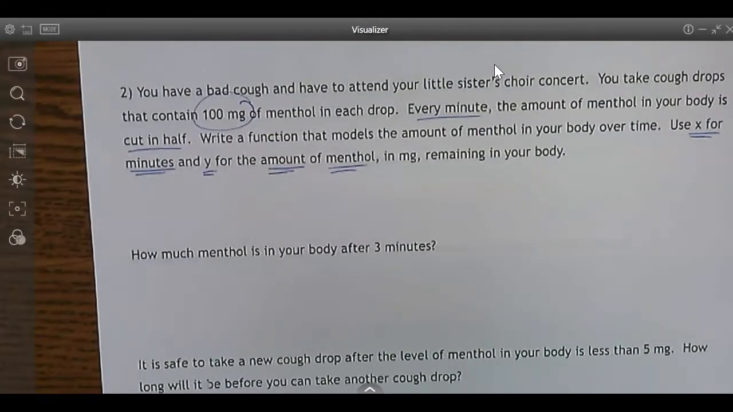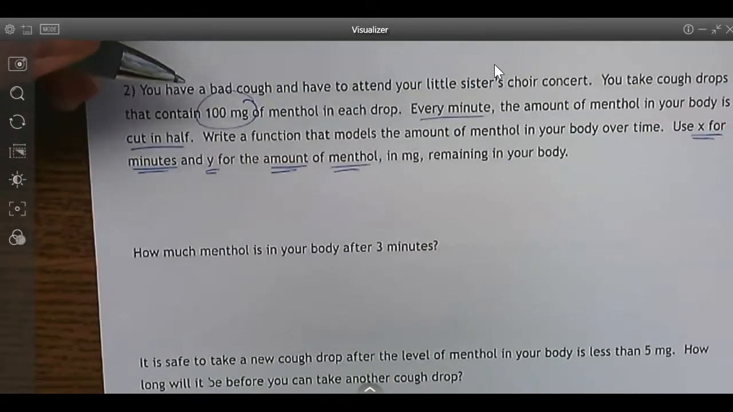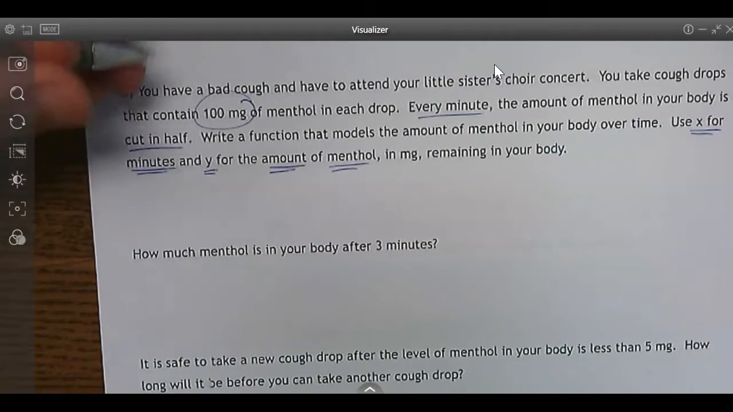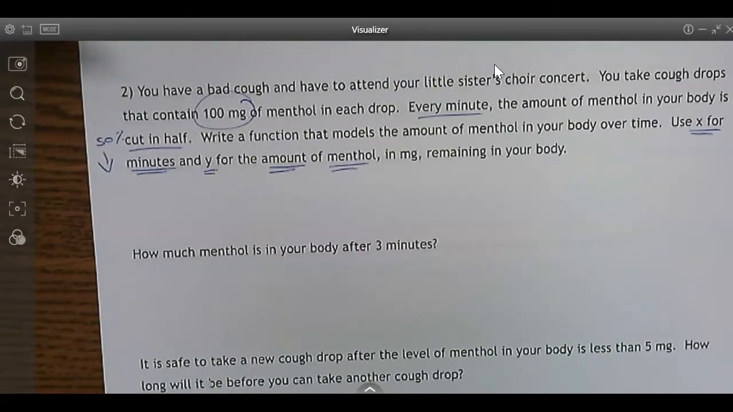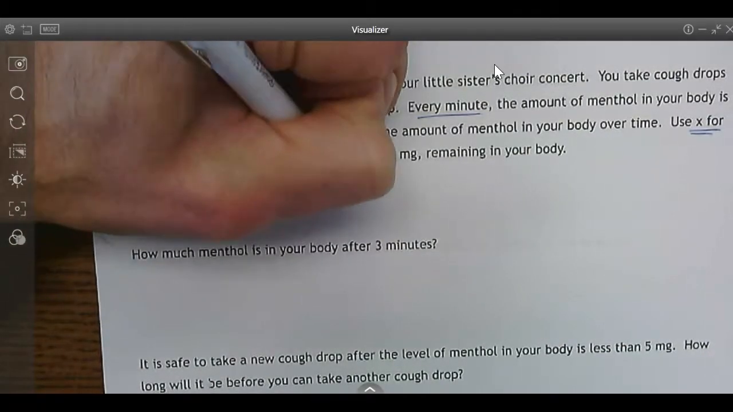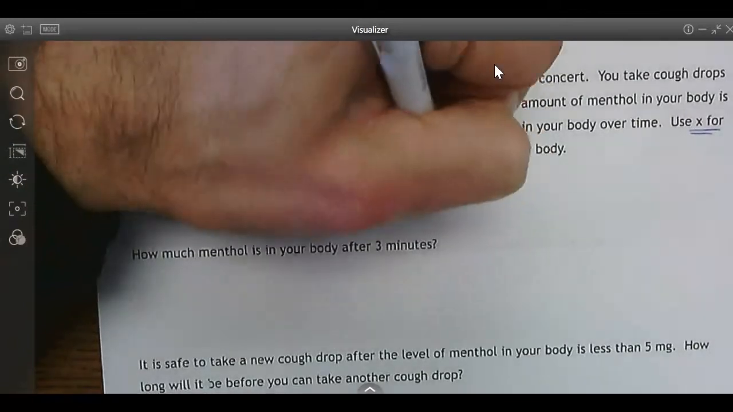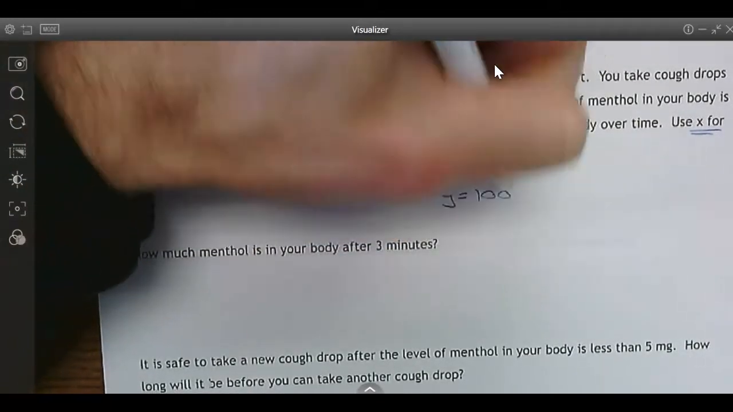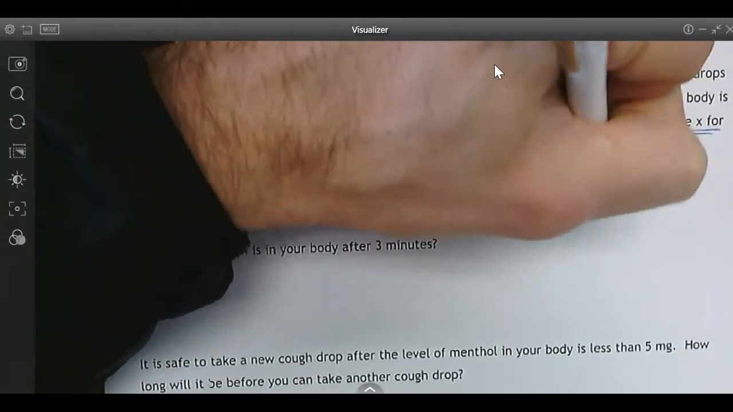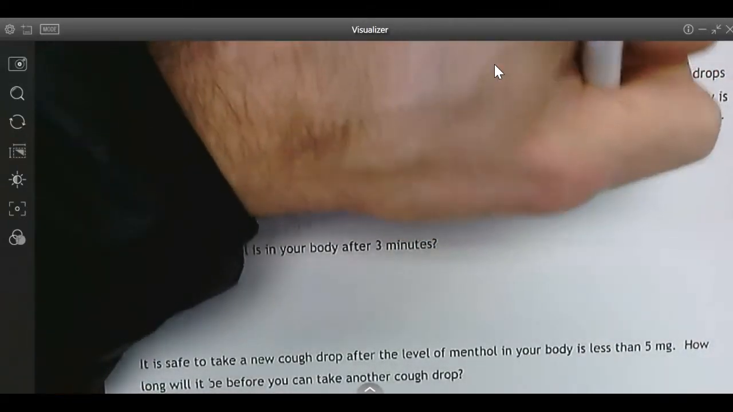How do I know this is exponential? It doesn't have a percent increase or decrease, but it really does because it's saying it's cut in half. If it's cut in half, that's a 50% decrease. So when I'm thinking about my exponential function here, the initial amount is the 100 milligrams times 1 minus 0.5. 50% is gone, to the x.